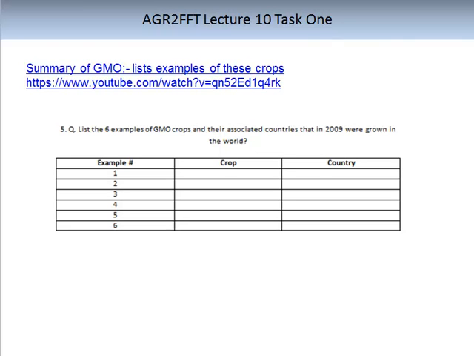The answers to this task will be posted on Moodle later on in the week, but I really would like you to attempt the questions before looking at the answers.